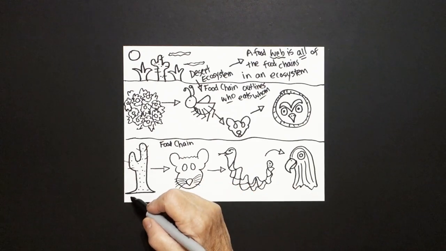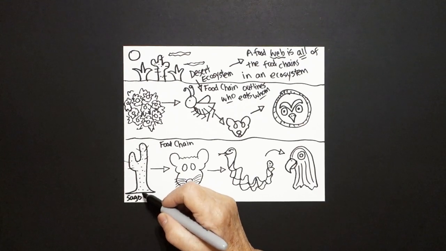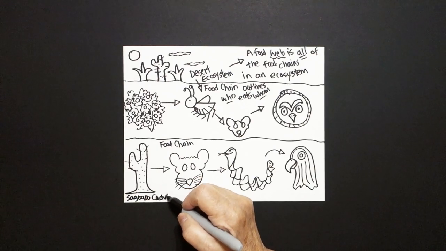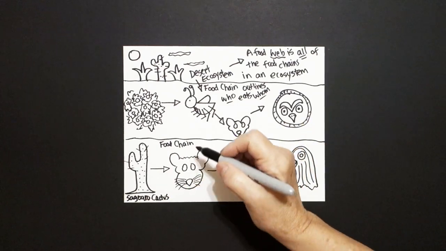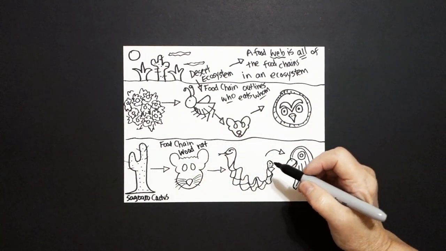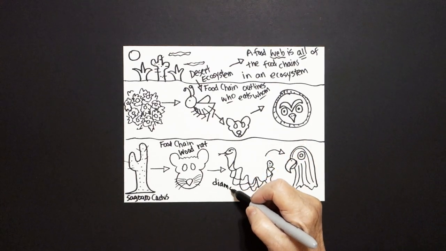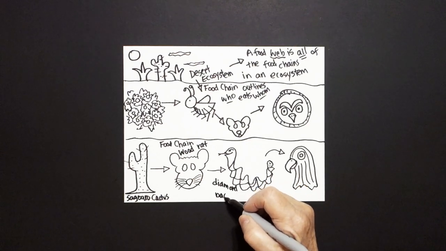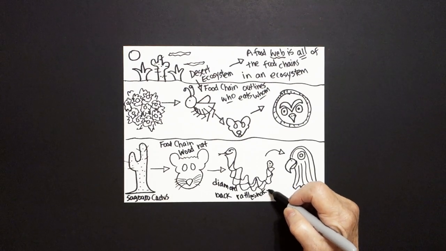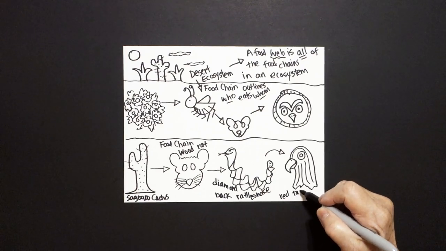So down here we're going to put, this is a saguaro. I'm probably saying that wrong. Saguaro cactus, who is part of the food chain of a wood rat, which is part of a food chain of a diamondback rattlesnake, which is part of the food chain for a red-tailed hawk.